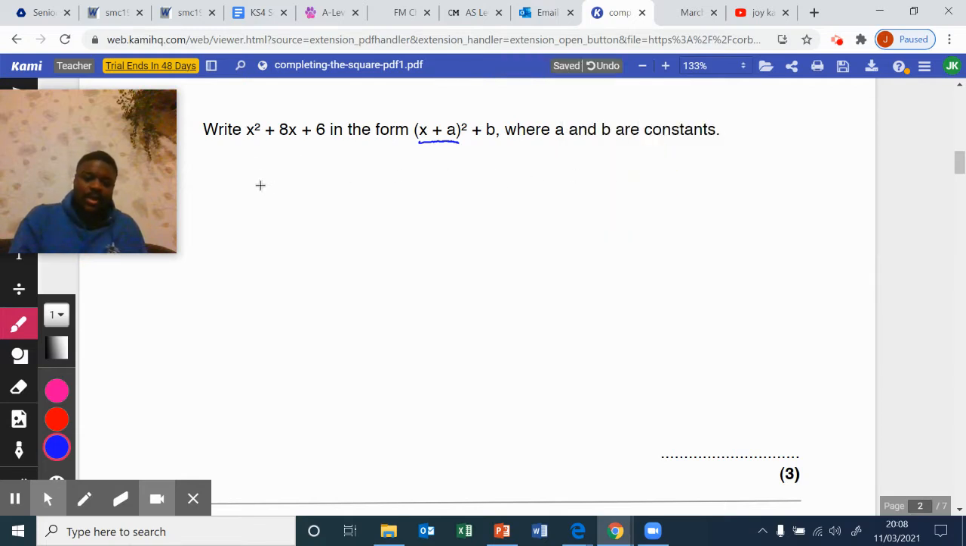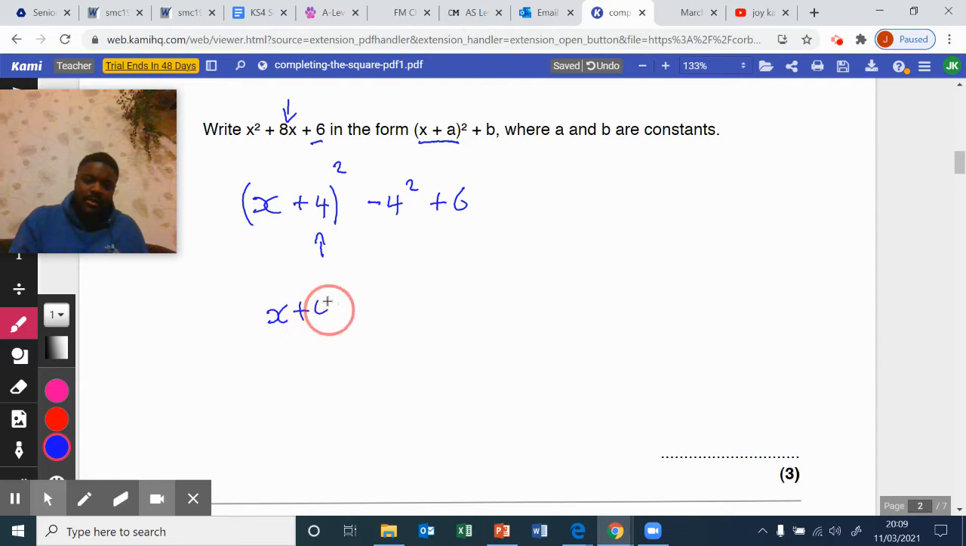The way in which this works is we write x and then we take half the coefficient of the x term here. So in this case, the coefficient is 8, so half of that is 4, in particular plus 4. Then we square it. Then we take away the result of this number squared. And then we put the remaining plus 6. Okay, that is it. That's all it is. Now we're just going to simplify it.